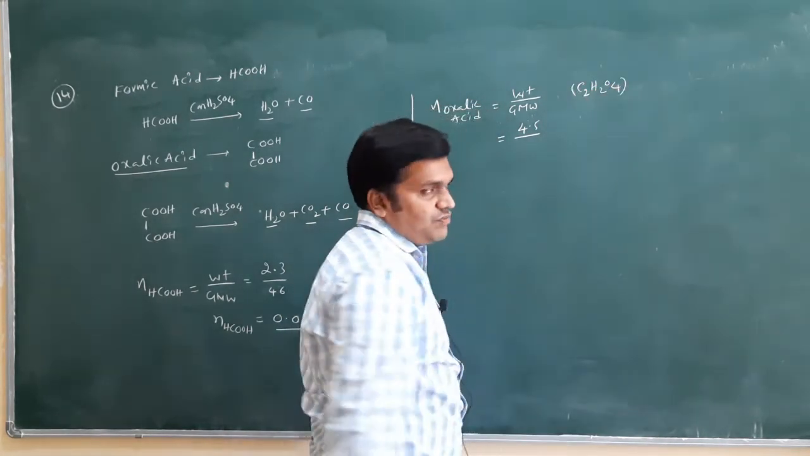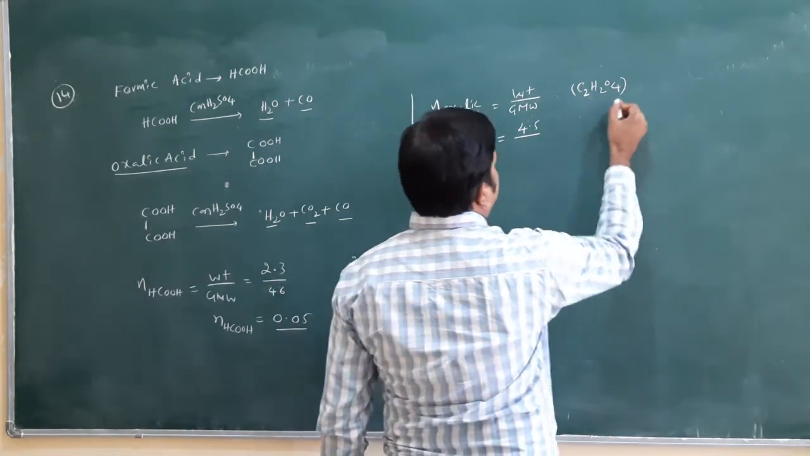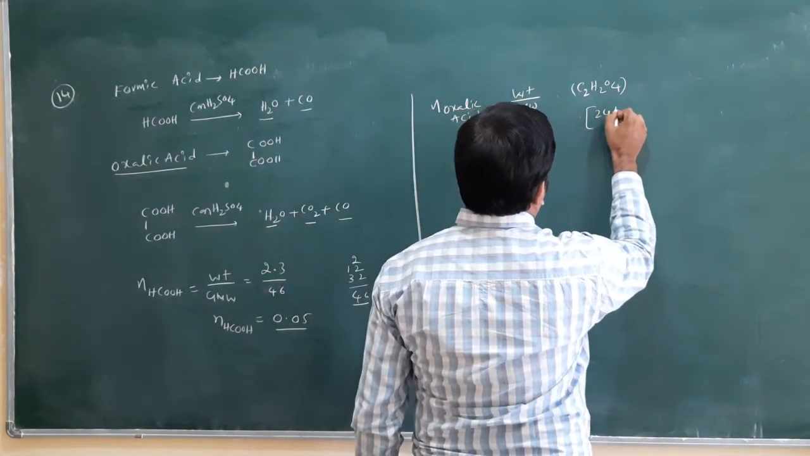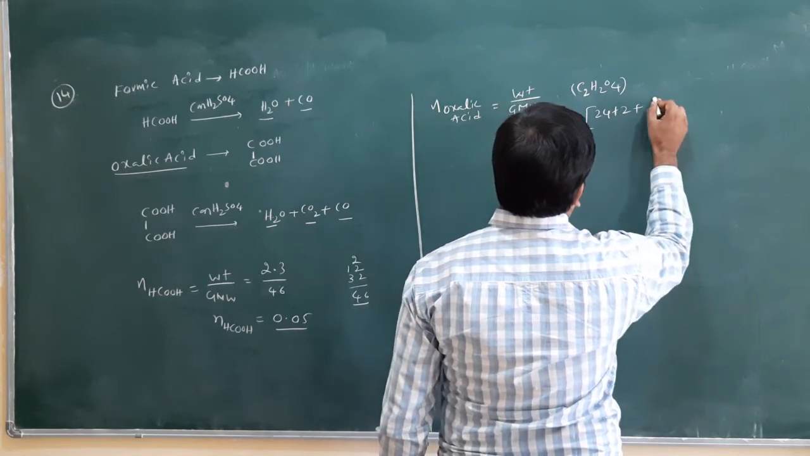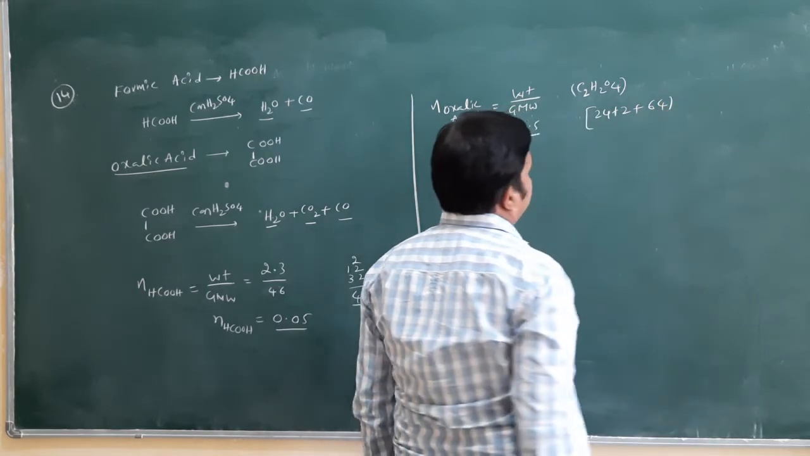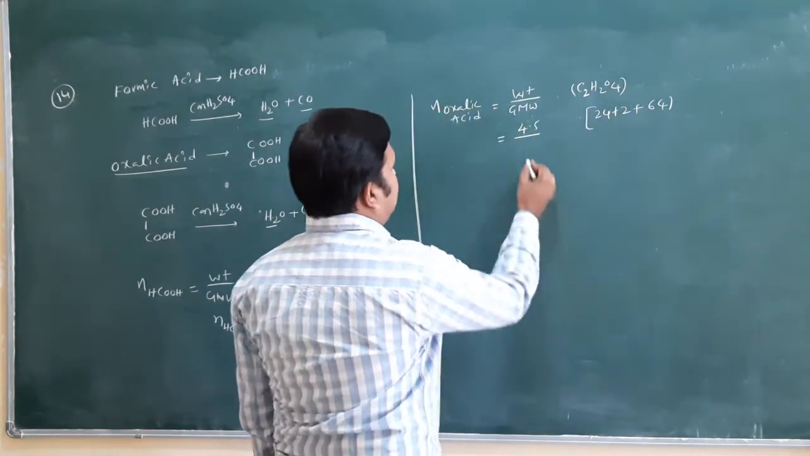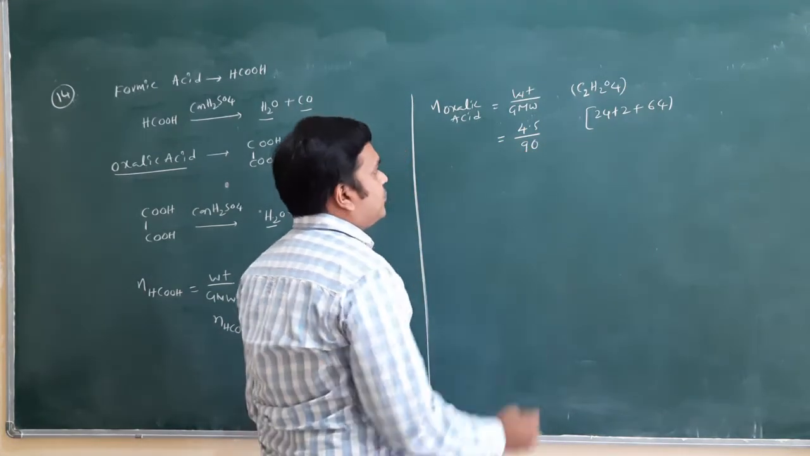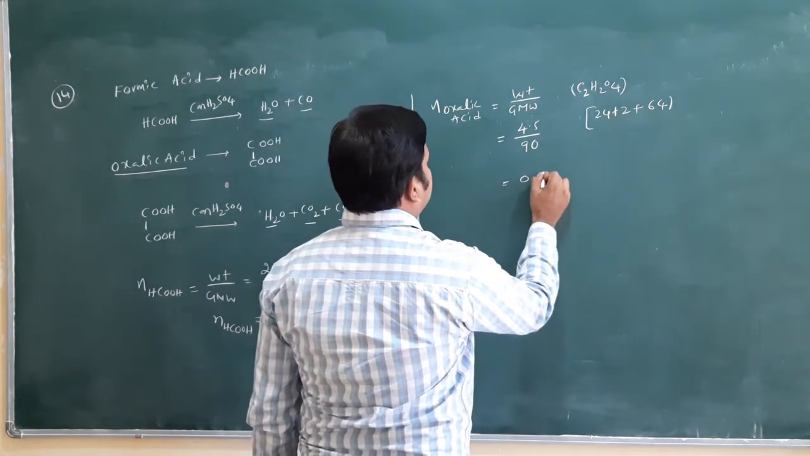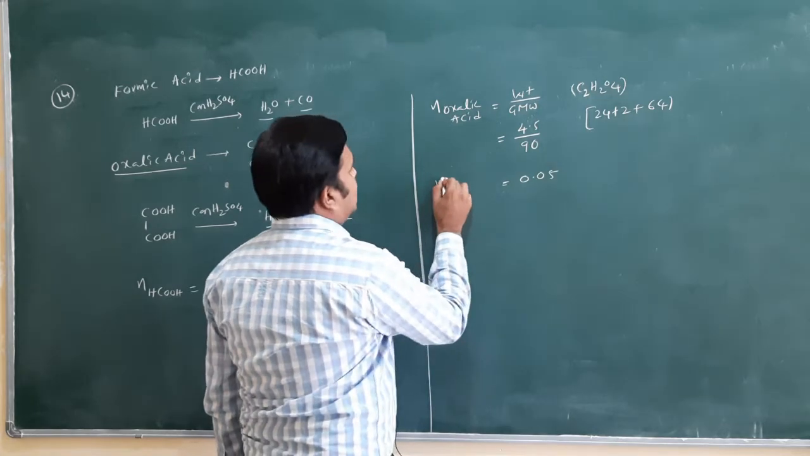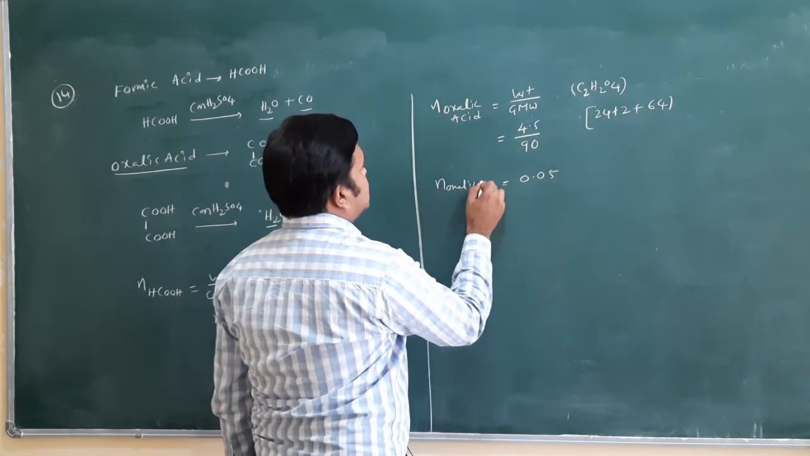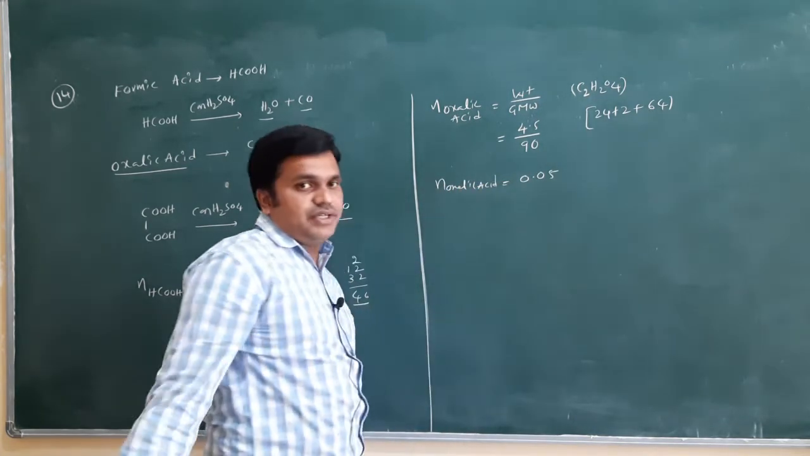C2H2O4. This is the formula you will write. So if you add this one, what will you get? This is 24 plus, this is 2 plus, and here 4 into 16, what will you get? 64 only. So you will get 90. If you do the calculation, you will get 0.05 moles of oxalic acid you are taking out.